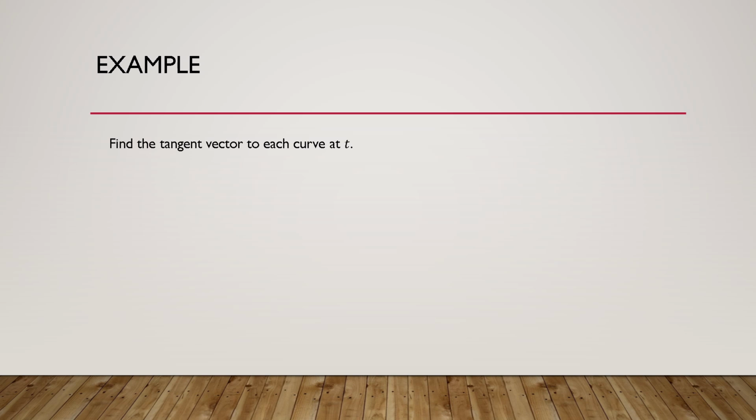For example, find the tangent vector to each curve at t. r(t) equals (1 minus 3t)i plus 2t j minus (5 plus t)k at t equals 0. r'(t) equals negative 3i plus 2j minus k. Therefore, r'(0) equals negative 3i plus 2j minus k.